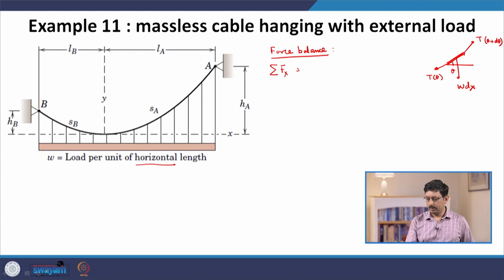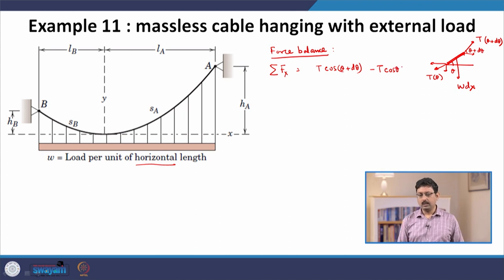So, this force has a component. So, this is theta plus d theta. So, there is a force T cos(theta plus d theta) minus T cos theta. Now, W is a vertical force, it does not have a horizontal component, and this must be 0. That is the condition of force balance.